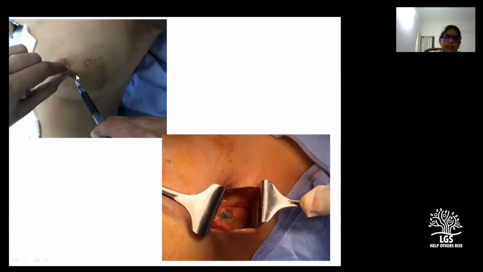It can be done with only a single technique, although it's advisable, particularly in the learning curve, to use a dual technique in order not to miss a sentinel lymph node. So this is how it looks. It looks as blue as that. It's very difficult to miss it.